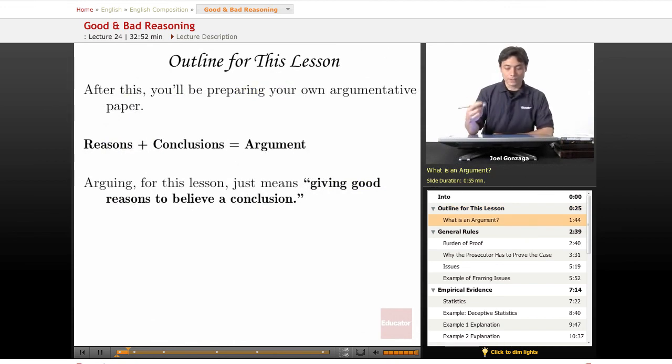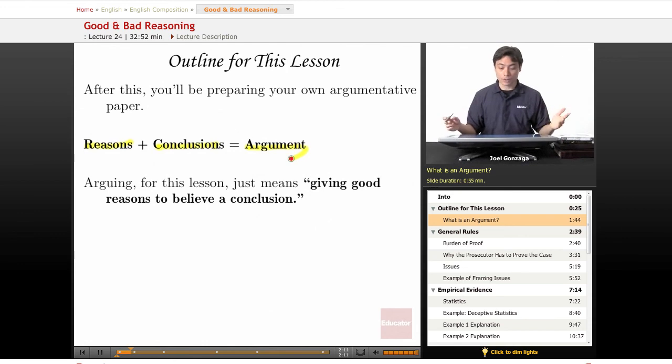So, what is an argument? Well, this is kind of what I mean. Reasons plus conclusions equals argument. Now, when I say argument, do I mean people fighting? Do I mean people going to fisticuffs over an issue? Do I mean people name-calling or being mean or, God forbid, shouting at each other? No, that's not what I mean by argument at all.